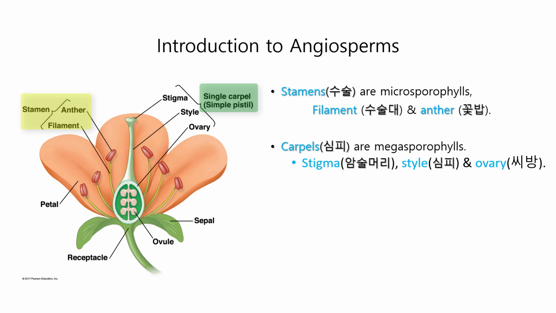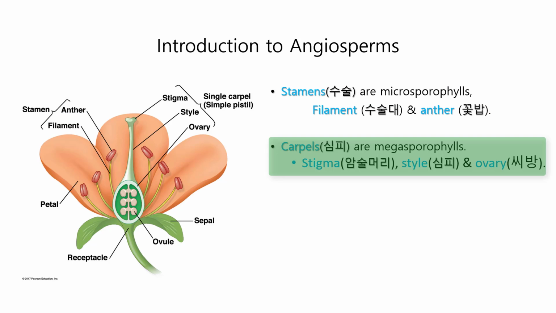Stamens and carpels are sporophylls, modified leaves that are specialized for reproduction. Stamens are microsporophylls. They produce microspores that develop into pollen grains containing male gametophytes. The stamen consists of a stalk, called the filament, and a terminal sac, the anther, where pollen is produced. Carpels are megasporophylls. They produce megaspores that give rise to female gametophytes.